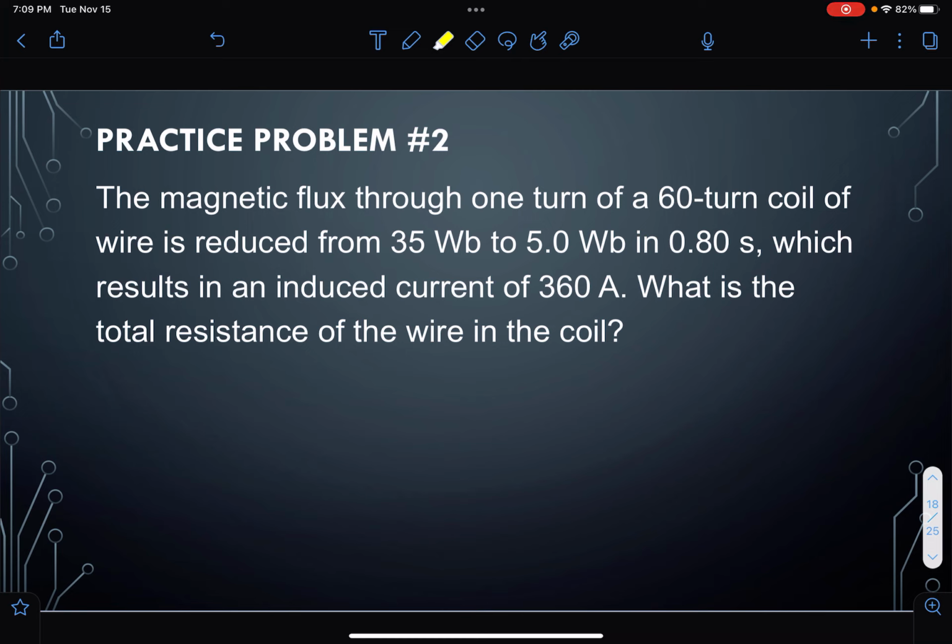So the magnetic flux through one turn of a 60-turn coil is reduced from 35 Webers to 5 Webers in 8 seconds, which results in an induced current of 360 amps. That's a lot of amps. Maybe not a realistic question. So what is the total resistance? Well, we don't have any equations that we've done recently that has resistance, so that should be a good clue that we're going to find resistance by doing our old Ohm's law. Okay, so first we're going to find the voltage or the induced EMF in order to determine that.